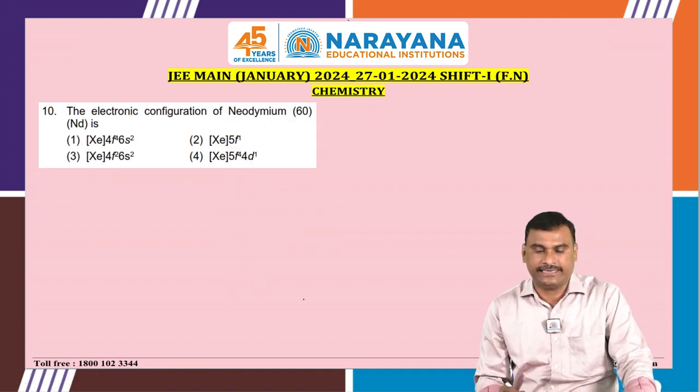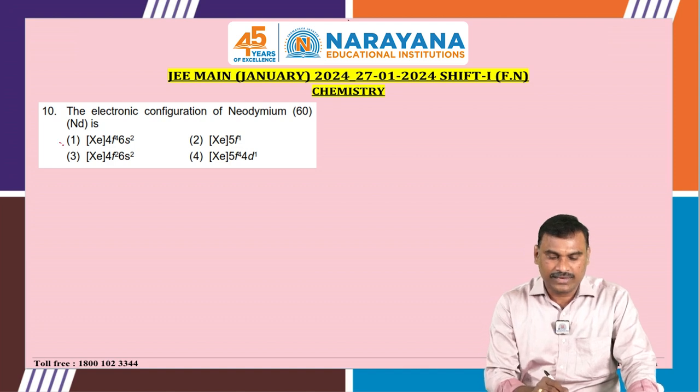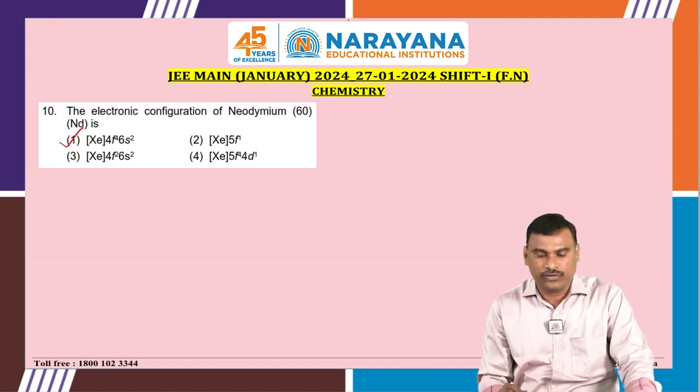Go for question 10. The electron configuration of neodymium: it is easy to answer the question based on memory, option 1 is the correct answer. 4f4 and 6s2 is the electron configuration of neodymium. A simple and easy question, I think so.